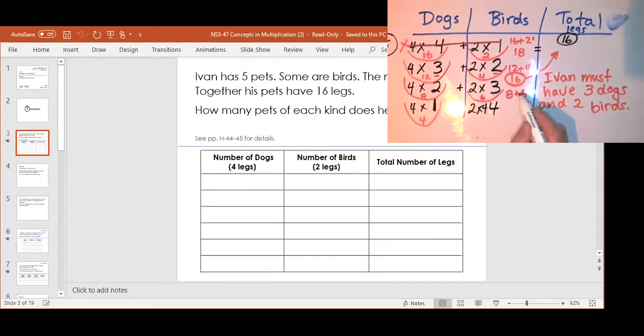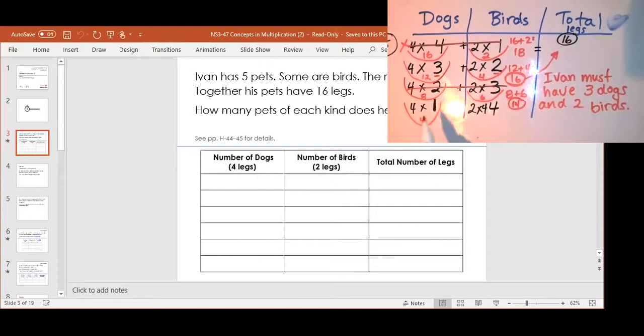8 plus 6. Well, when I'm doing my adding 8, if I think of this as a 10, I would have 16, and then I take away 2, 14. So that would be 14. 14's not the right answer, so that's not right.